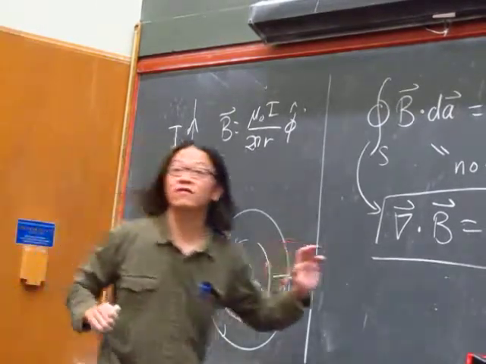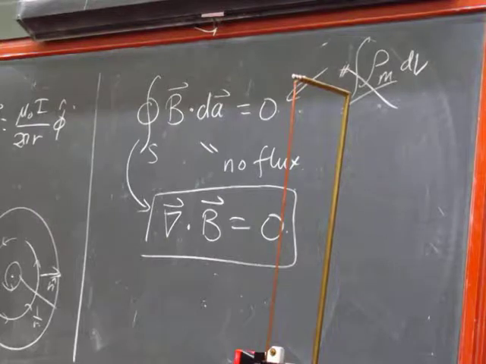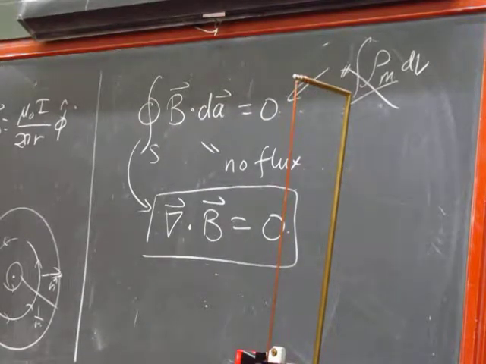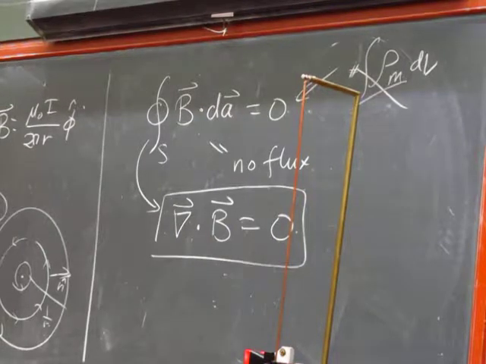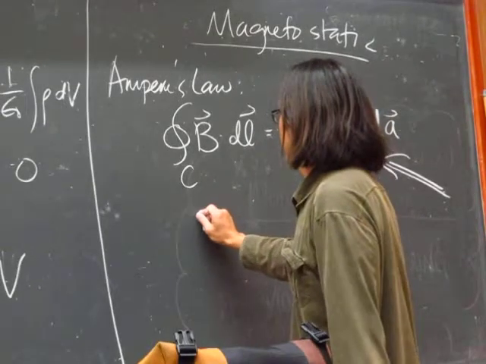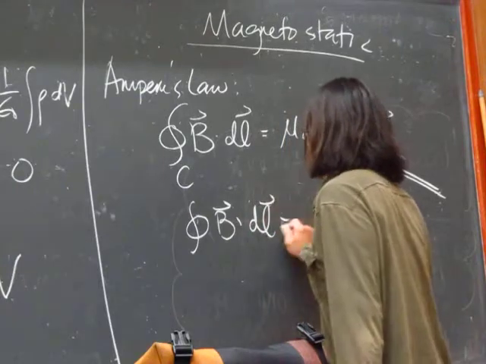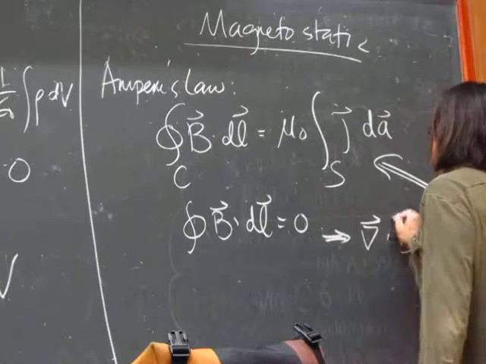Any questions so far? Once we generalize, of course, we found this for a particular case of an infinite current along Z, but you can generalize that and elevate the equation into a law. There is no name for this, unfortunately. The integral of B dot dA over S is equal to 0. This is equivalent to saying that the divergence of B is equal to 0.